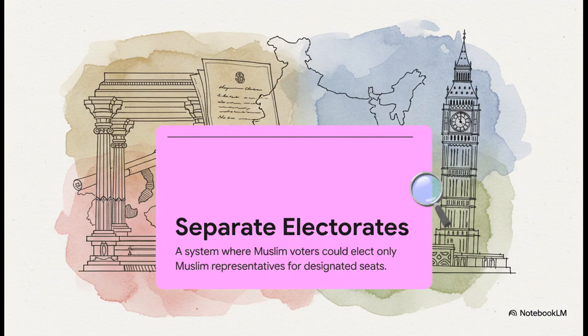But this 1909 Act also introduced something else, a concept that would have absolutely massive consequences: separate electorates. Now, this came about because Muslim leaders were worried their voices would get drowned out in a Hindu-majority system. So the idea was that in certain areas, only Muslim voters could elect Muslim representatives. It guaranteed representation, but man, it came at a price.